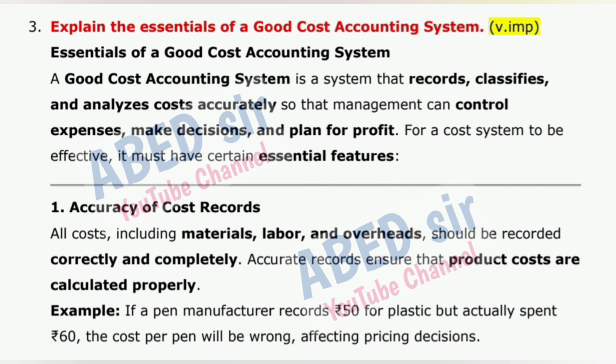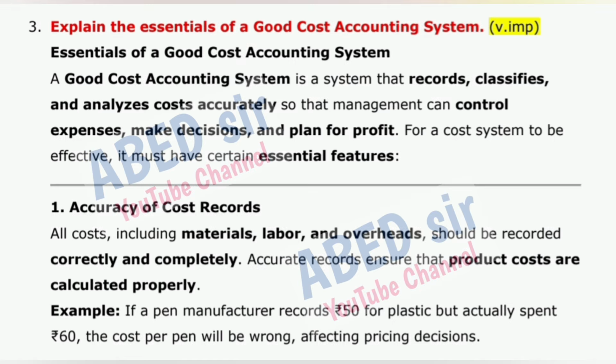Essentials of a good cost accounting system. A good cost accounting system is a system that records, classifies, and analyzes costs accurately so that management can control expenses, make decisions, and plan for profit. For a cost system to be effective, it must have certain essential features. 1. Accuracy of cost records. All costs, including materials, labor, and overheads, should be recorded correctly and completely. Accurate records ensure that product costs are calculated properly.